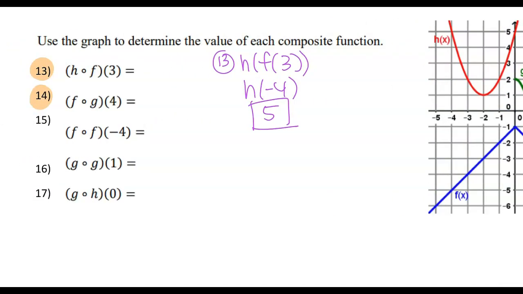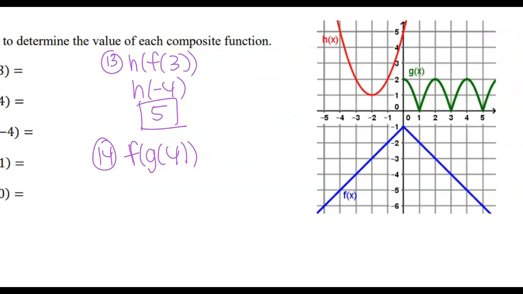For question 14, same thing. This one we're going to do h of g of 4. So, Emma, what's g of 4 on this graph? Positive 2, right here. Okay, perfect. So now I'm going to do f of 2. So look on the graph, Emma, what's f of 2? Negative 3, right here.